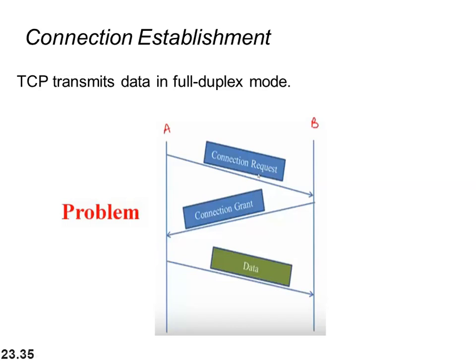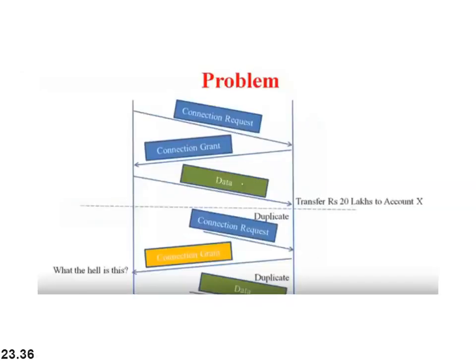The problem is because of this scenario. You can see in the figure, let us say this is process A and this is process B. So process A, once it establishes a connection, is going to inform process B to transfer some amount to account X. So, transfer 20 lakh to account X. For that, it sent a connection request. Once the connection is granted, it is sending the data, that is, to transfer the money to some account X.